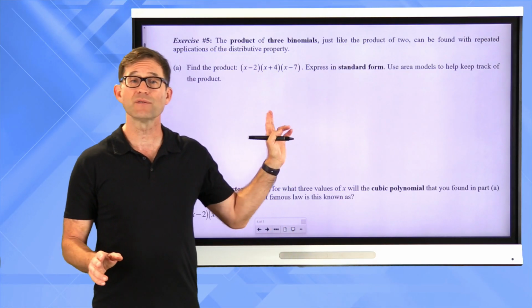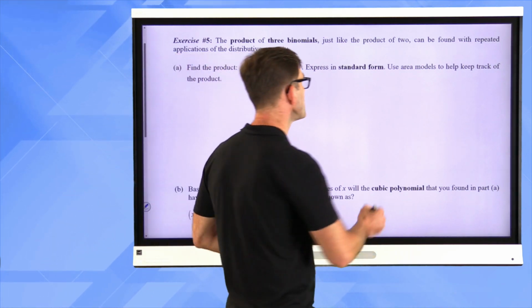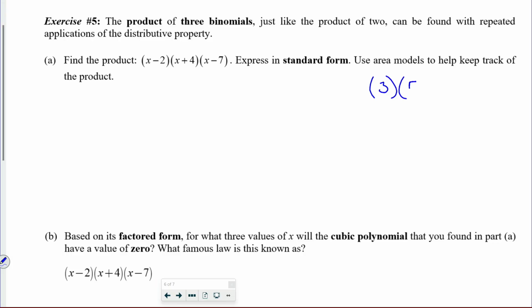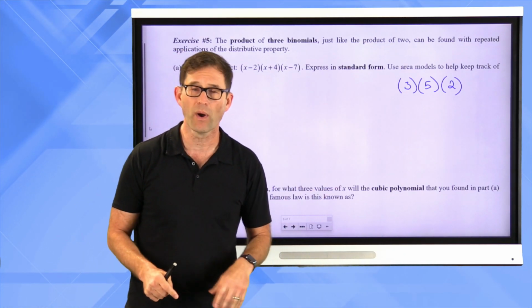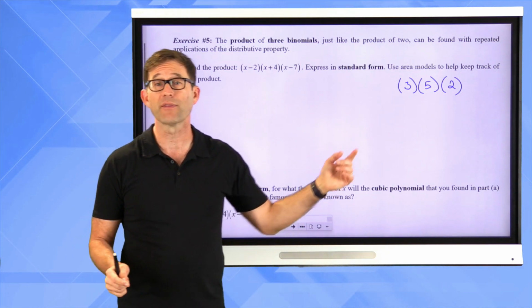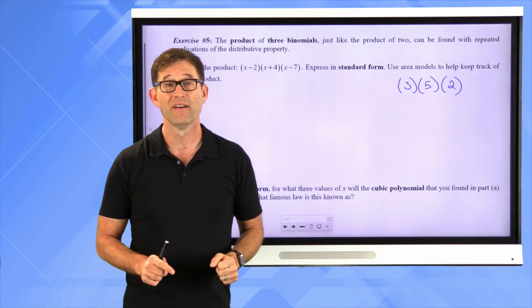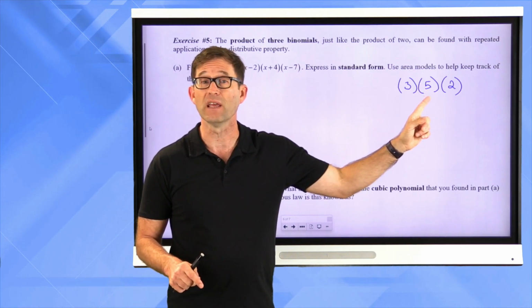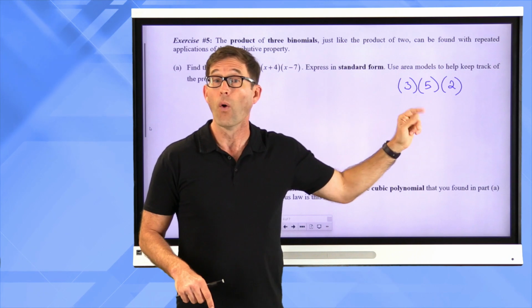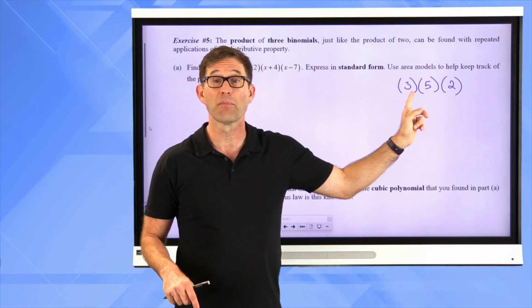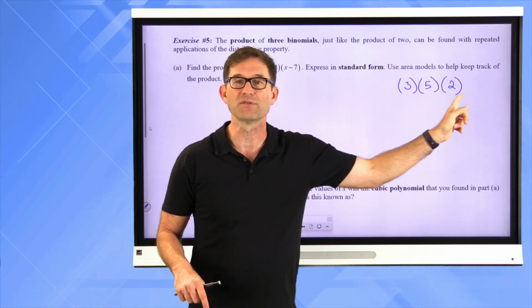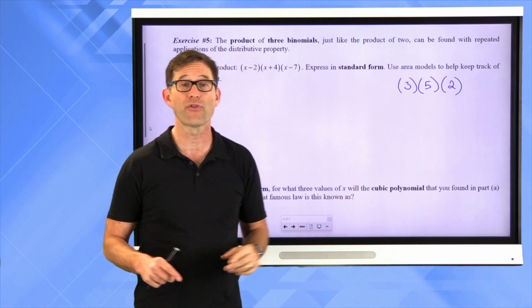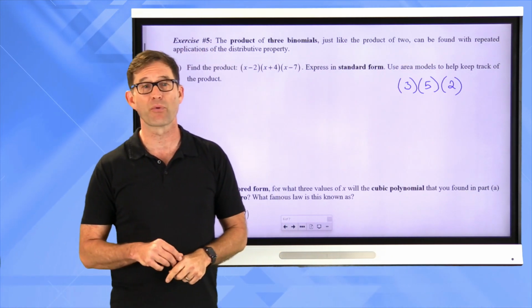Now keep in mind, just for a moment, forget about this product. Let's say I asked you to find the product of 3 times 5 times 2. Just for a moment, entertain the thought that I'm not asking you to find the product of 3 binomials, but just 3 numbers. Well, if you're finding the product of 3 numbers, you can find the product of any 2 of the numbers, get that answer, and then multiply it by the third number. So for instance, I could do 3 times 5 and get 15, and then times 2 and get 30. Or I could do 5 times 2 and get 10, and then multiply by 3 and get 30. Or I could do 3 times 2 and get 6 and multiply by 5 and get 30. By the way, there I'm using the associative and commutative properties of multiplication.